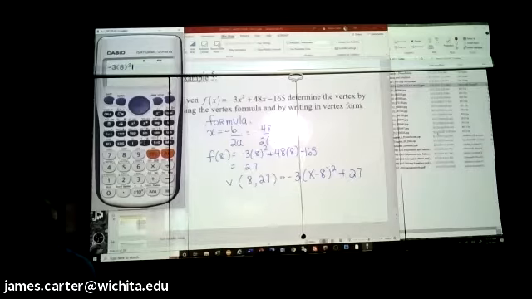Okay, now plus 48 times 8 minus 165 is 27. Okay. That's the nice thing about this Casio FX series, is what you put in is exactly what you get. Okay.